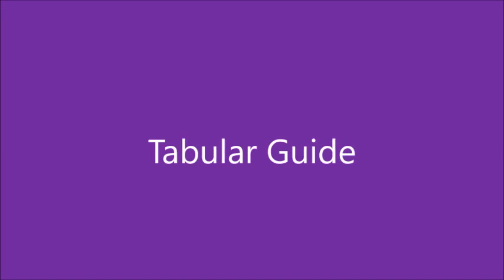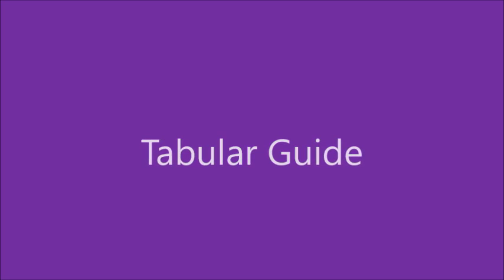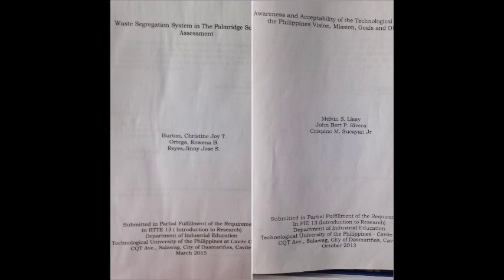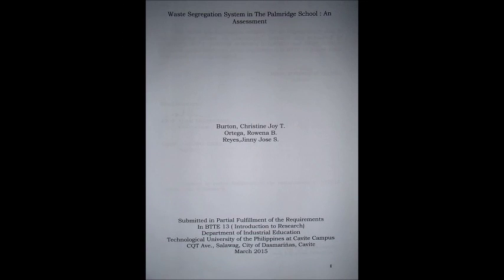Compare and contrast of research papers. The preliminary pages consist of title page, approval sheet, acknowledgement, abstract, table of contents, and list of illustrations. The two research papers follow the same format except for the page numbers.